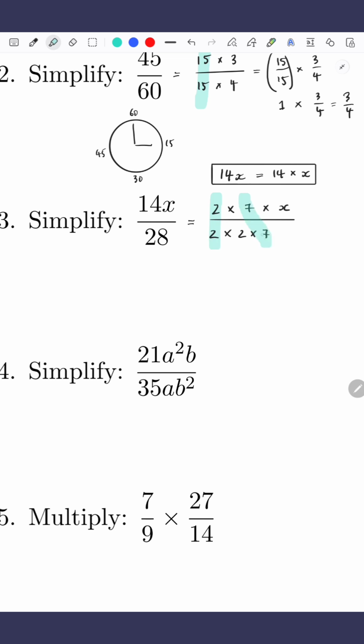And we can see very clearly we're pairing up these, and what remains on the top is an x, and what remains on the bottom is a 2. So if people are confused about, well, maybe they can cancel this fraction down, but like, where does the answer go?